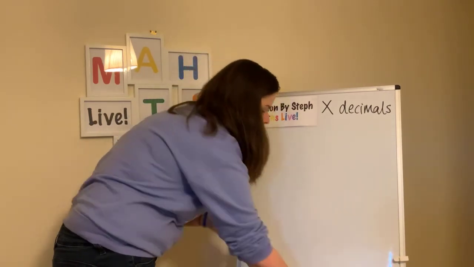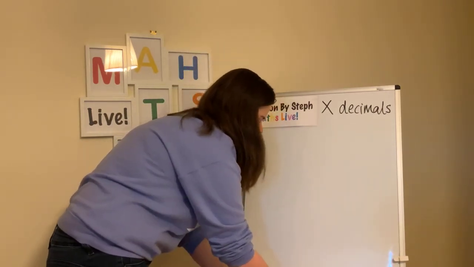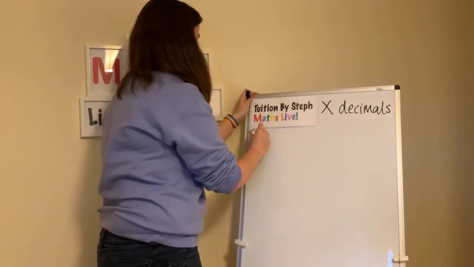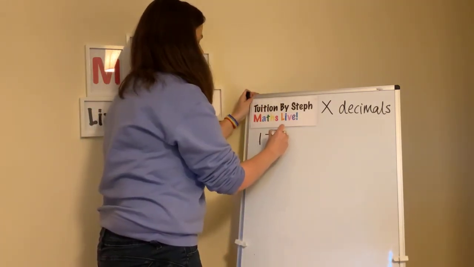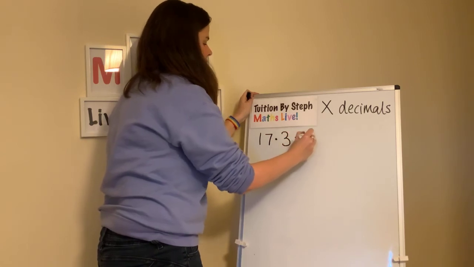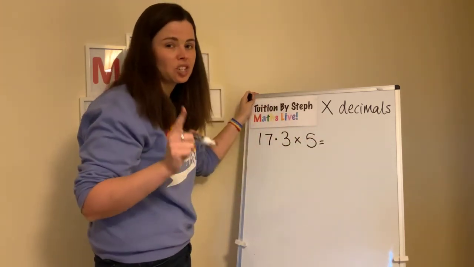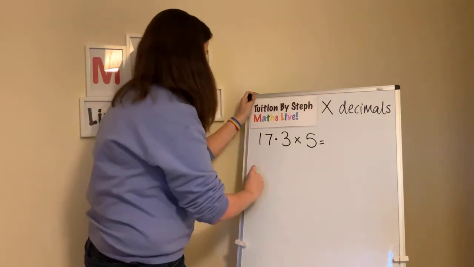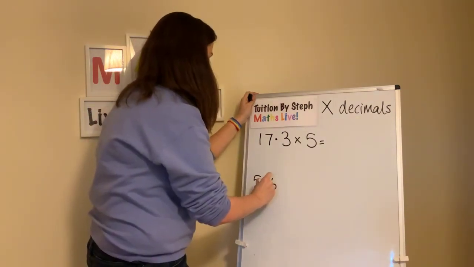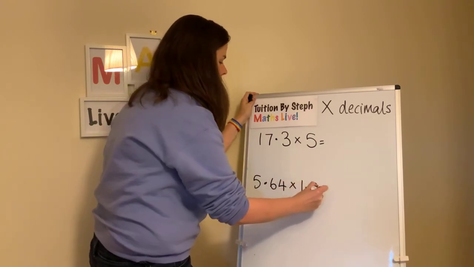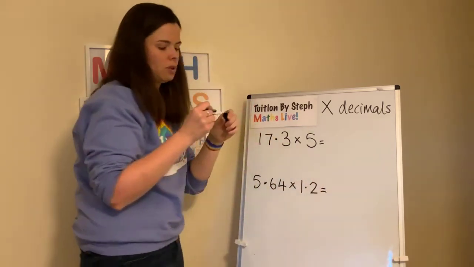Okay, I'll give you 2 more questions. I'd like you to have a go at 17.3 times by 5. And then this is the 3rd challenge question. This one was a tricky one. 5.64 times by 1.2. So give those a go.